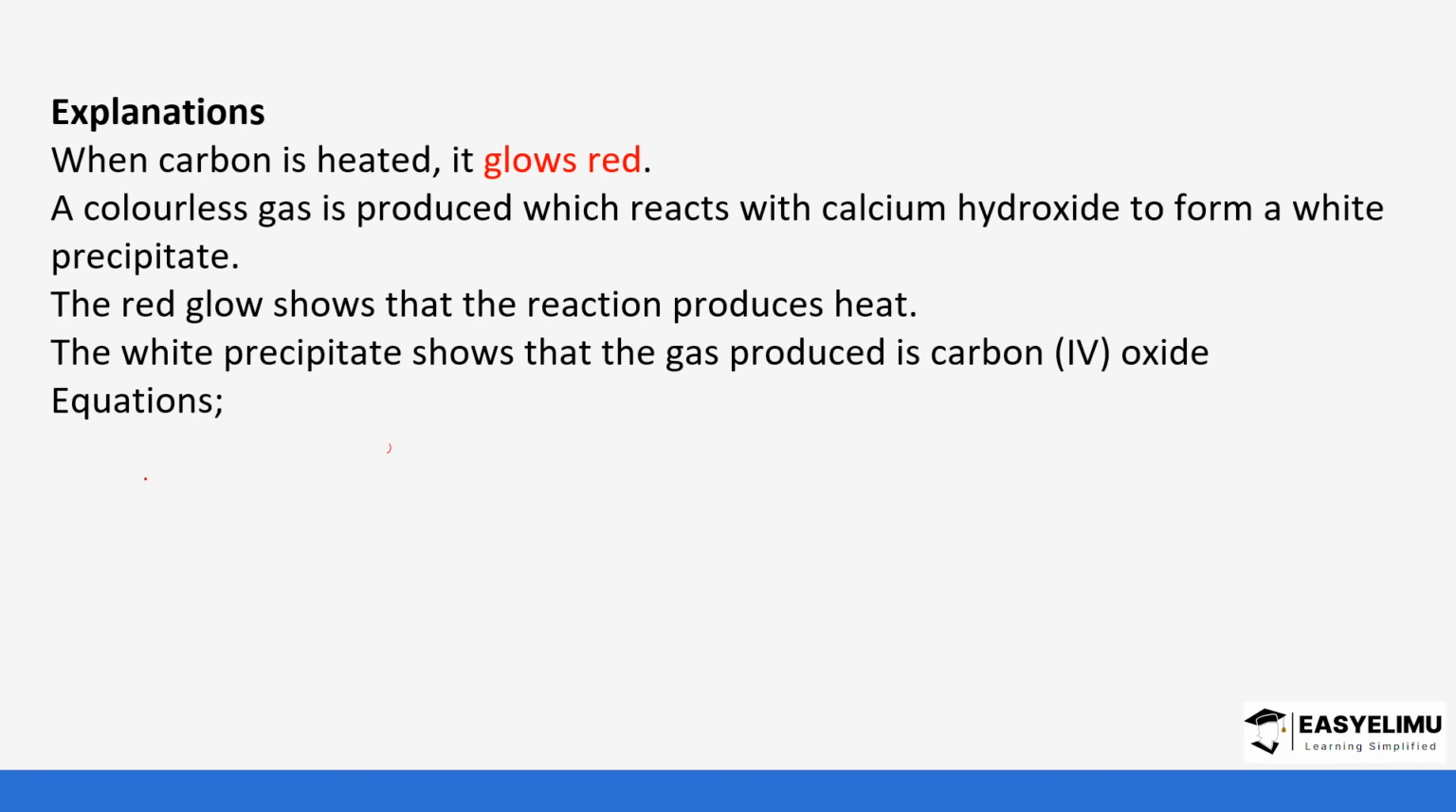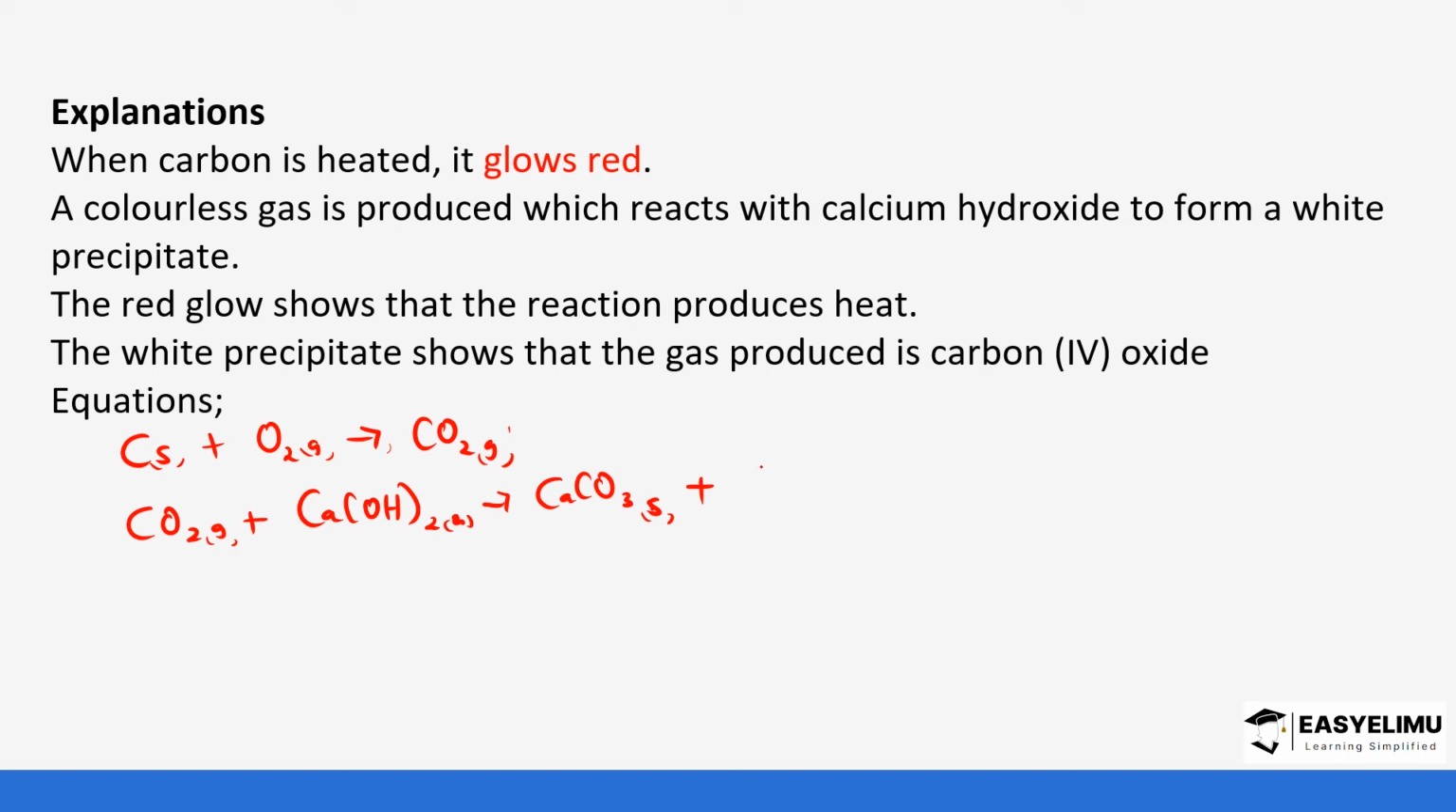When you look at the equations, we are going to look at two equations. First, the burning of carbon in air. Carbon, which is solid, reacts with oxygen in air to produce carbon dioxide gas. This equation is already balanced. Then the carbon dioxide gas produced reacts with calcium hydroxide, which is the lime water, to produce calcium carbonate, which is the white precipitate, plus water. Those are the two equations, and you can see everything is balanced. We have 4 oxygens on both sides, 1 carbon on both sides, and 2 hydrogens on both sides.